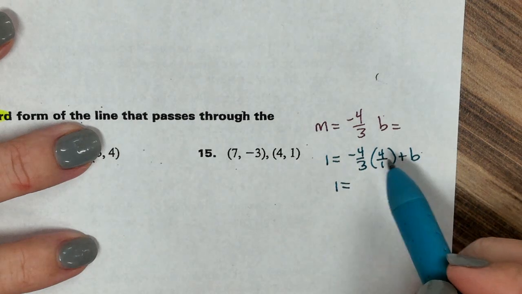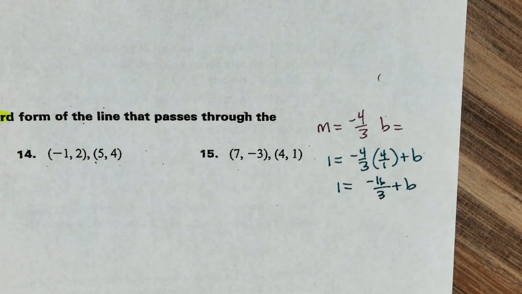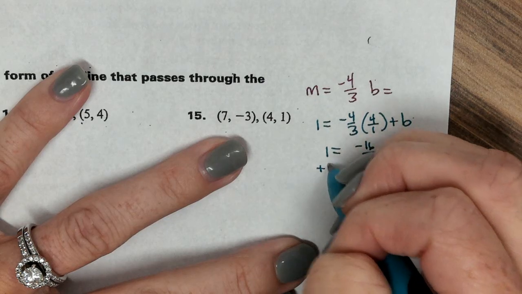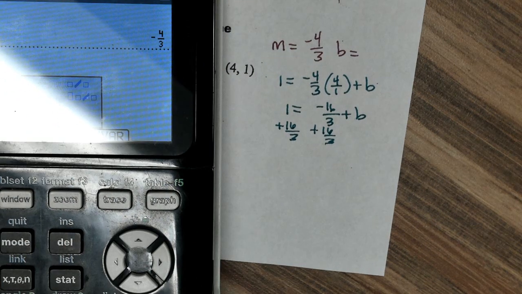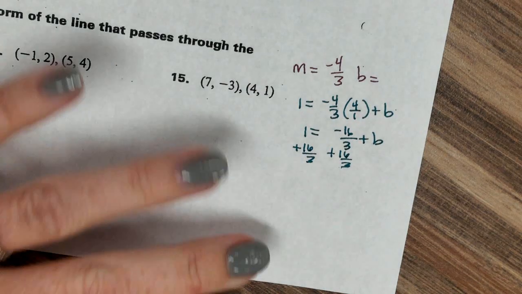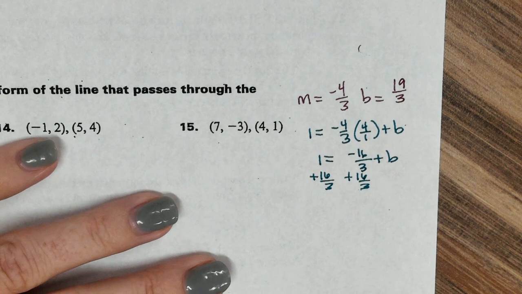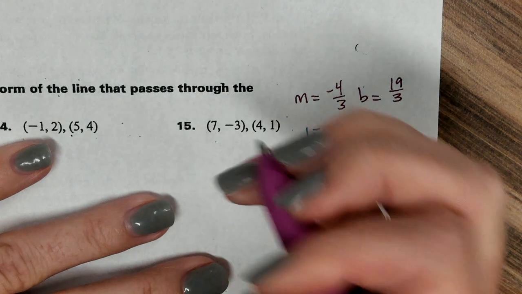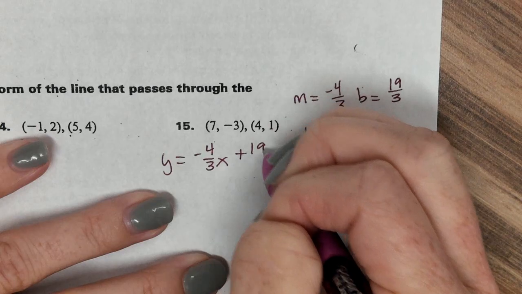So what's negative 4 times 4? Negative 16. What's 3 times 1? 3 plus b. How would I get rid of negative 16/3? Plus. So I would add 16/3 to both sides. So what is 1 plus 16/3? 19/3. So that's my b. Now can I write an equation in slope-intercept form? So I have y equals negative 4/3 x plus 19/3.